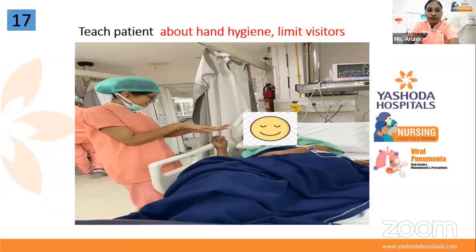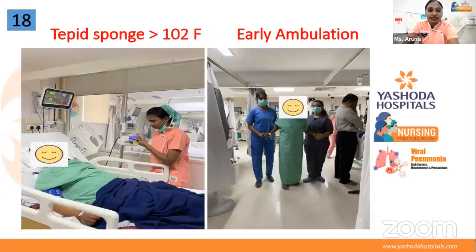And we need to teach the patient about hand hygiene and explain to the patient's attendants to limit visitors. Also, if the patient has a temperature of more than 1 or 2 degrees, we need to provide tepid sponging. Encourage early ambulation for a better outcome.